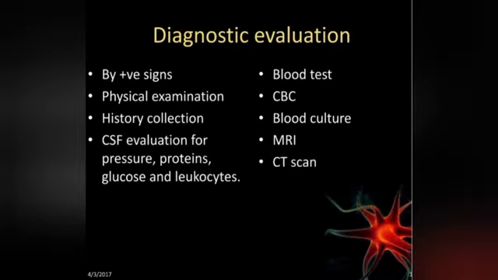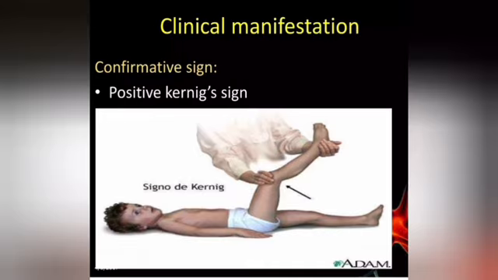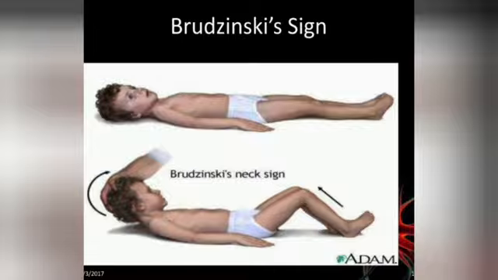Diagnostic evaluation: positive signs, physical examination, history collection, CSF fluid evaluation. Here we are examining the protein, glucose and leukocytes. Blood tests, CBC, blood culture, MRI, and CT we have to do. Positive signs are a confirmative test: positive Kernig's sign and positive Brudzinski's sign. These are the two positive signs. When we do the physical examination, it will be elicited if the patient has meningitis.